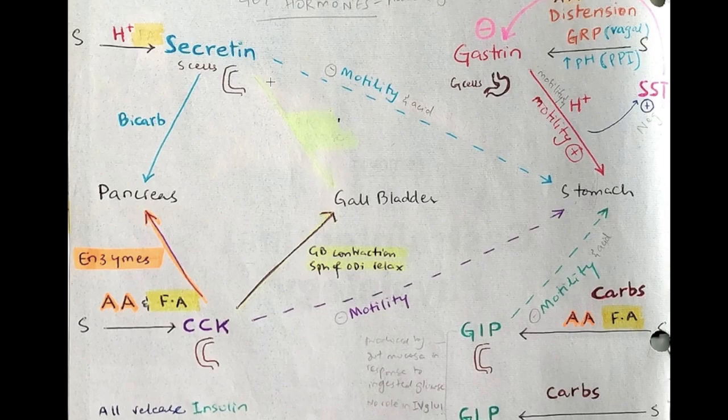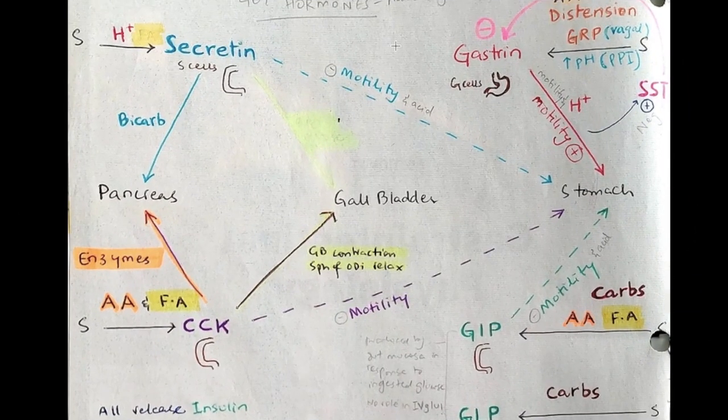Secretin also acts on the stomach, as we discussed earlier, and it reduces the motility and acid production. So it only makes sense that since secretin produces bicarb, it will reduce the production of acid. Also, secretin will reduce things linked to the stomach, so it will also reduce stomach motility.